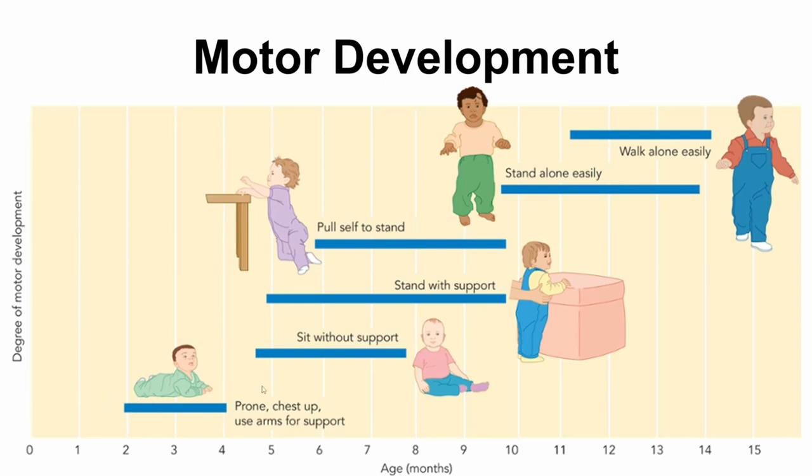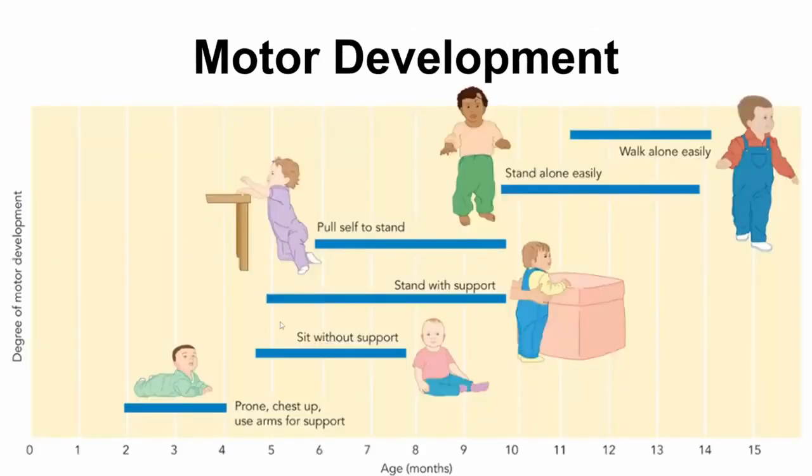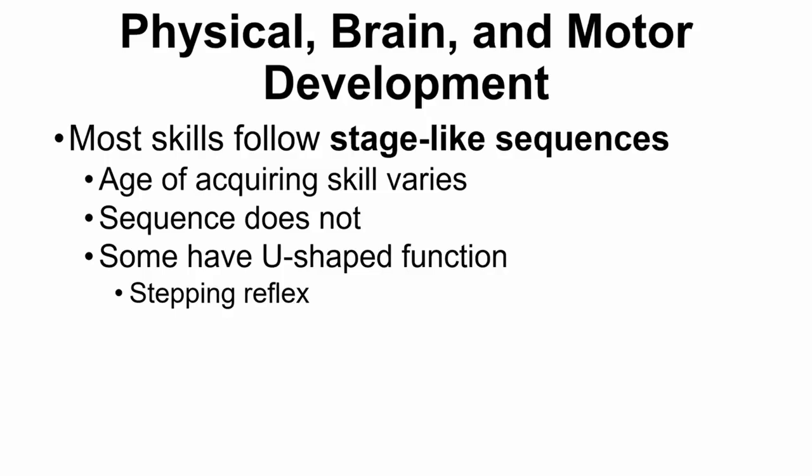And we see that range because there are definitely individual differences. Some children will physically develop faster than others, develop some of these motor skills sooner, and get to certain stages faster than others. But these show us those basic patterns. Most of these skills follow stage-like sequences where we see that natural progression in a predictable way. The age of acquiring these skills definitely varies, hence the bars, and some of these have very large bars, but the sequence seems to be fairly consistent.